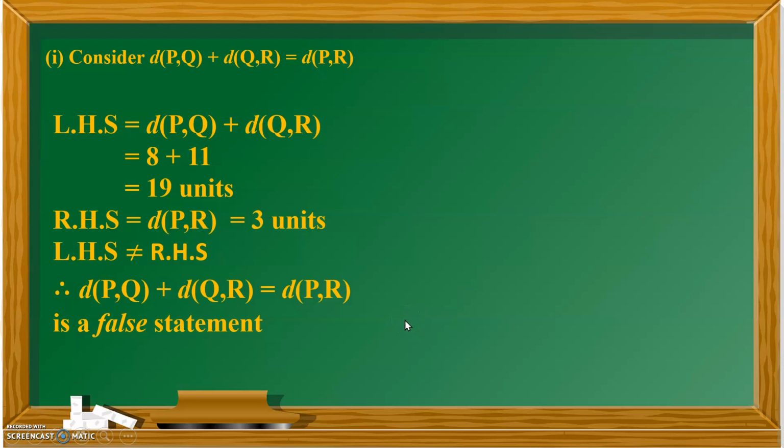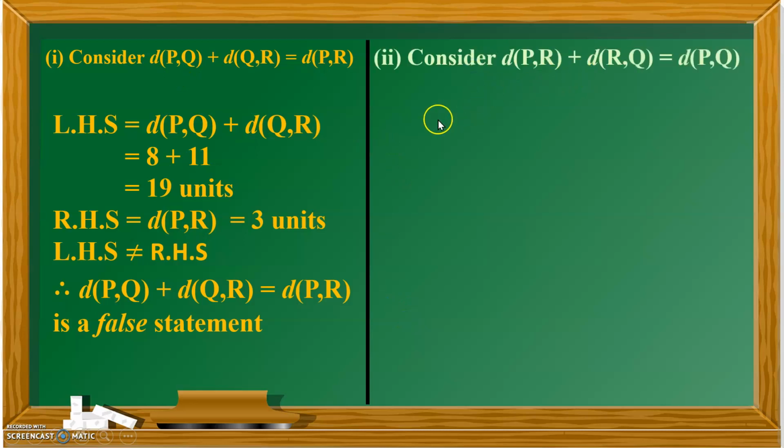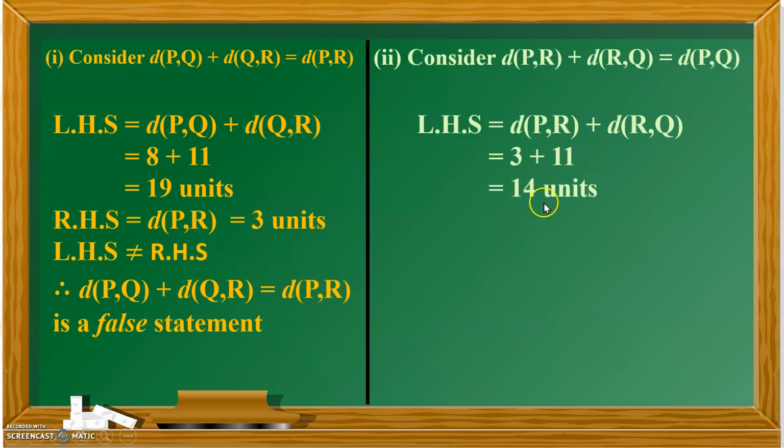Now we will take the next statement. Okay, we start in the same manner. We will first write the statement. Now we will again start with the LHS, which says distance PR plus distance RQ. We substitute. PR here is again 3 plus 11 equal to 14 units. RHS is equal to distance between P and Q, which is equal to 8 units.